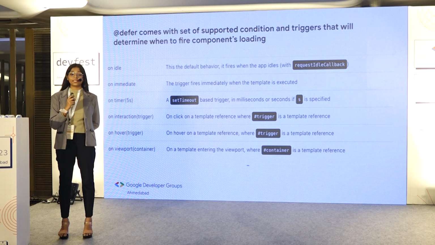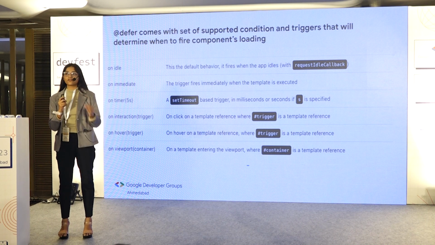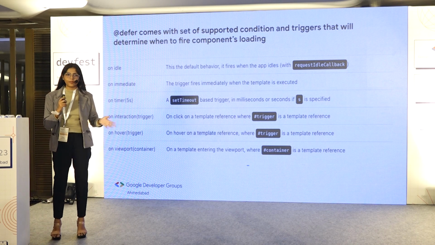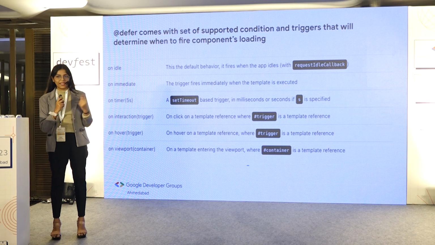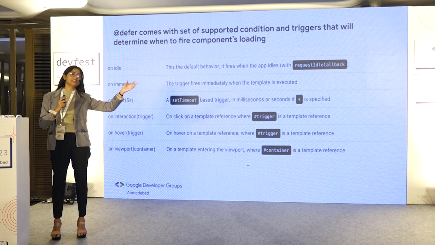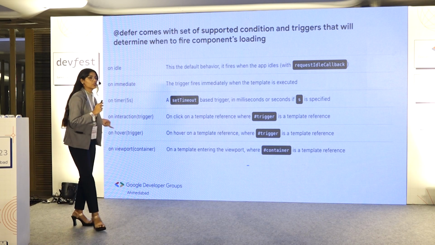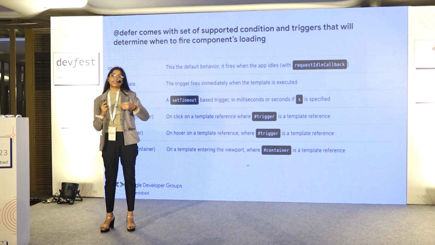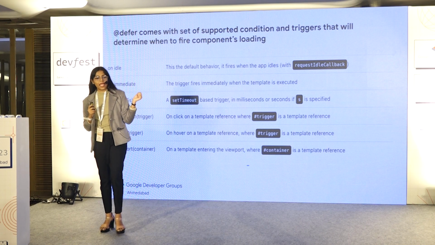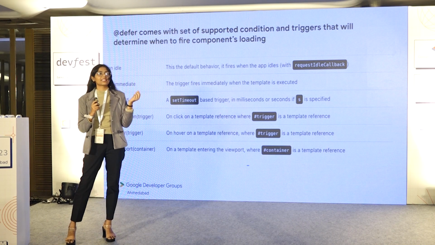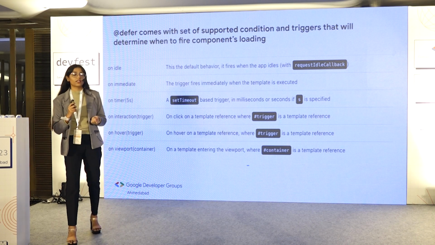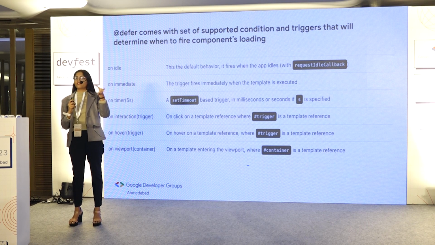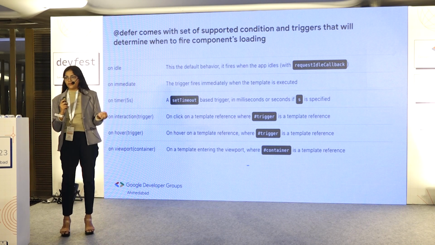Then, as I have already explained, defer comes with a set of supported conditions and triggers that will determine when the component loading will be fired. So here we have on idle. Idle will be when your app is idle, then it will work. On immediate. So the moment your HTML is executed, the on immediate trigger will fire immediately. And then we have our on timer. It is a set timer based trigger. So if you are mentioning that I want to load this component after 5 milliseconds or 5 seconds, then you can use on timer for that.